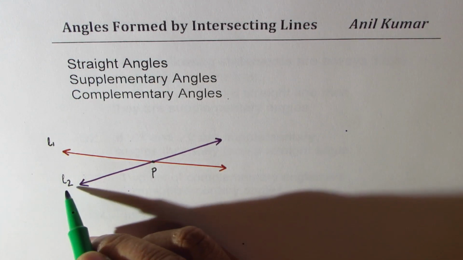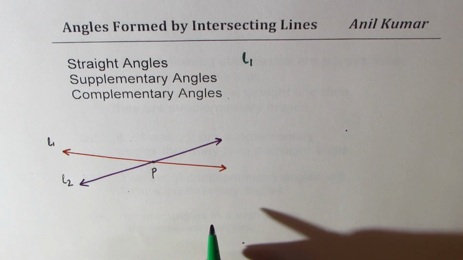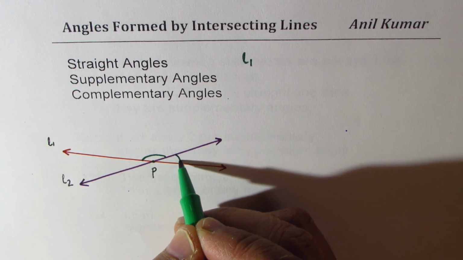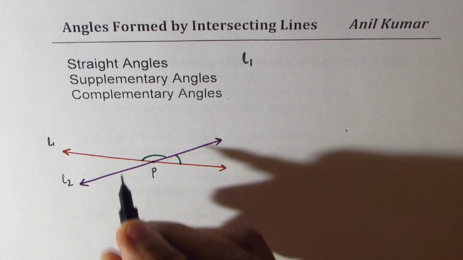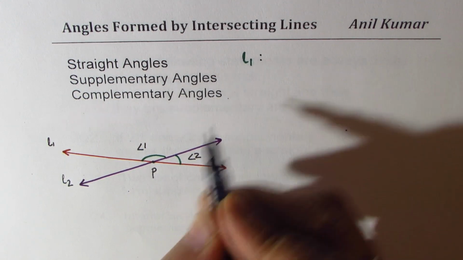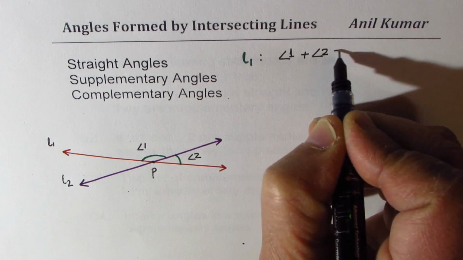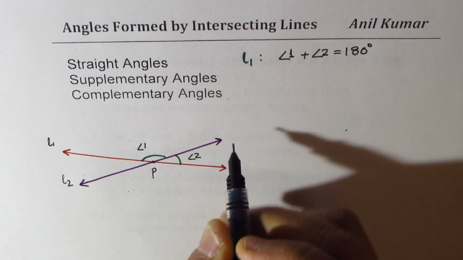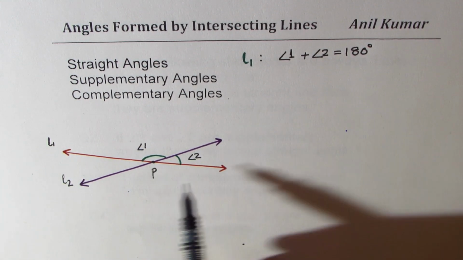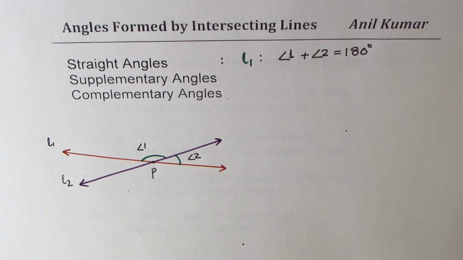A straight line, let's consider only line L1. In that case, you will see on that line, we have these two angles. Let me name them as angle 1 and angle 2. You'll always notice that the sum of these two angles, angle 1 plus angle 2, is 180 degrees. And they also form a straight line, correct? So these angles formed by a straight line are called straight angles.